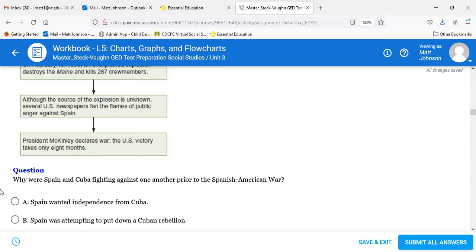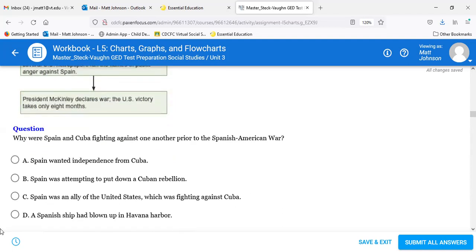Okay, let's see here, Tracy. How about we go back up to you for number 3? Yes. Why were Spain and Cuba fighting against one another prior to the Spanish-American War? A. Spain wanted independence from Cuba. B. Spain was attempting to push down a Cuban rebellion. C. Spain was an ally of the United States, which were fighting against Cuba.